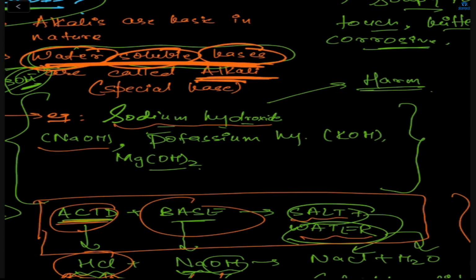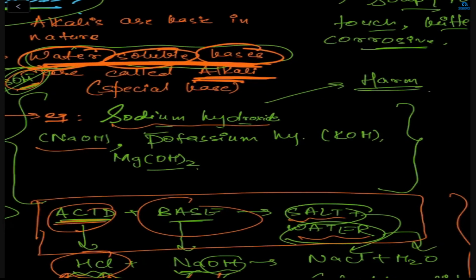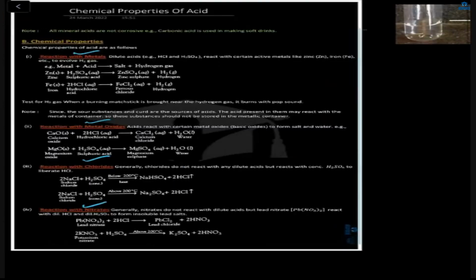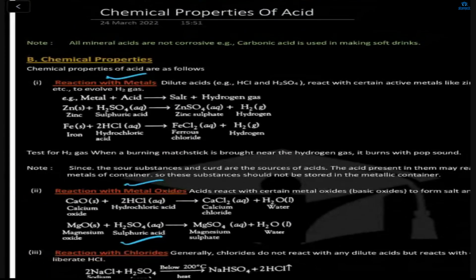Ma'am, because alkalis are soluble in water. They dissolve in water. Yes. It dissolves in water to produce OH minus ions, and the examples of the alkalis are this only, sodium hydroxide, potassium hydroxide, because if we dissolve this in H2O, it will give me Na plus and OH minus ion.